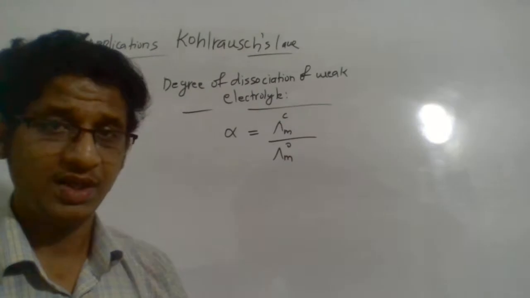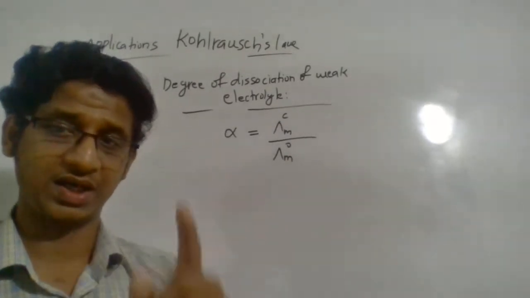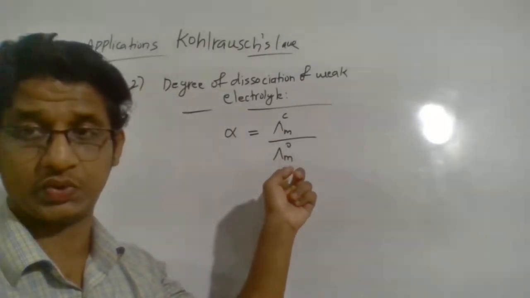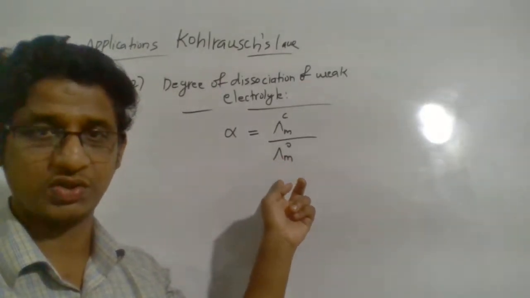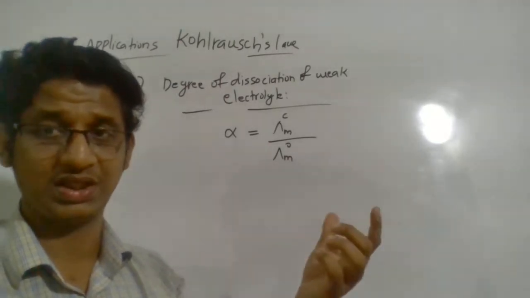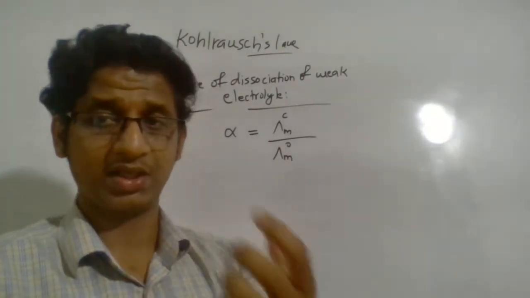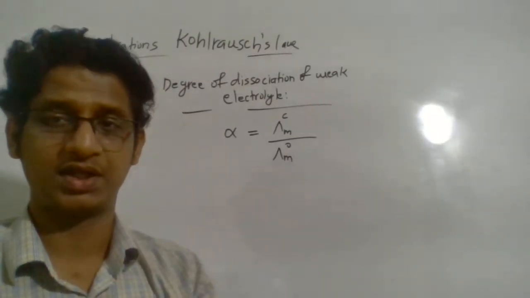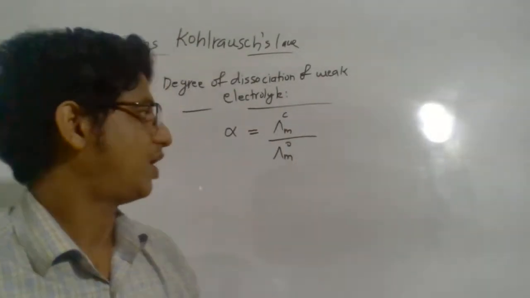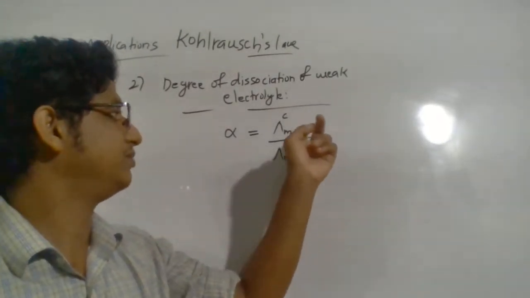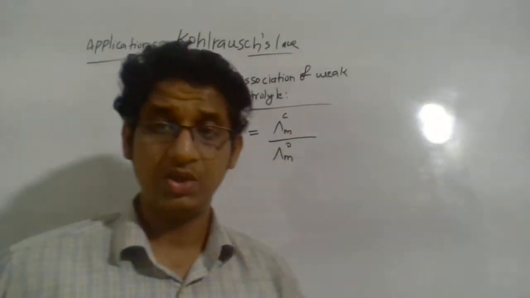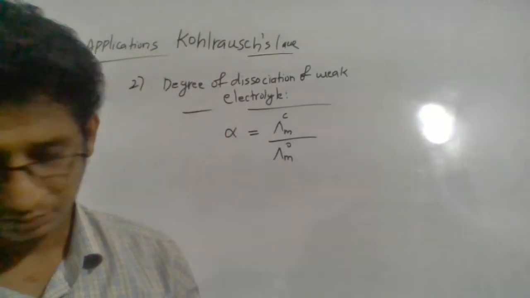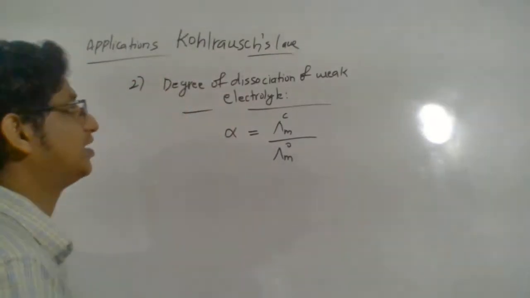Now, it comes from how you can find the molar conductivity of a weak electrolyte at infinite dilution, because we want lambda m0 of the weak electrolyte. That I just showed: using the values of molar conductivity at infinite dilution of strong electrolytes, you can find the molar conductivity at infinite dilution of a weak electrolyte. After finding that value, lambda mc divided by lambda m0 will give you the degree of dissociation of a weak electrolyte. Another application.